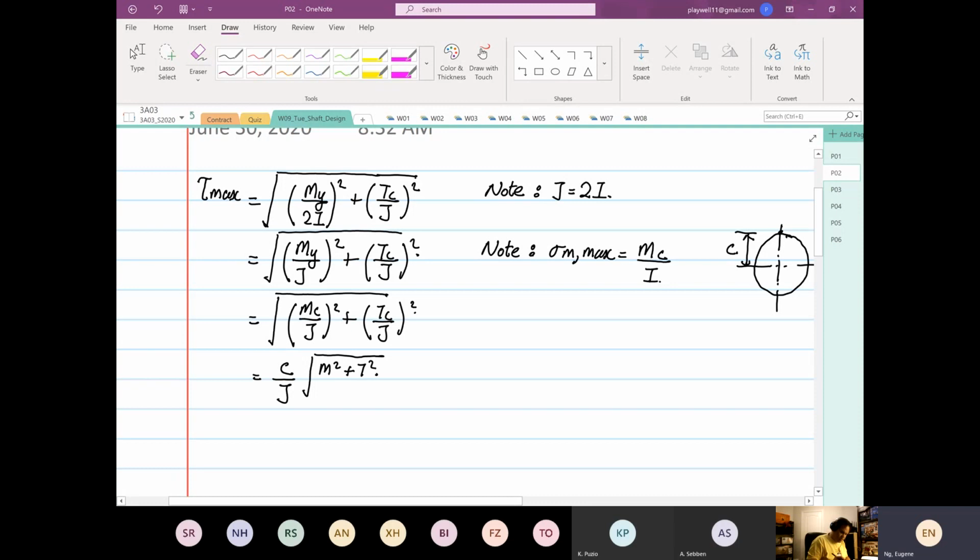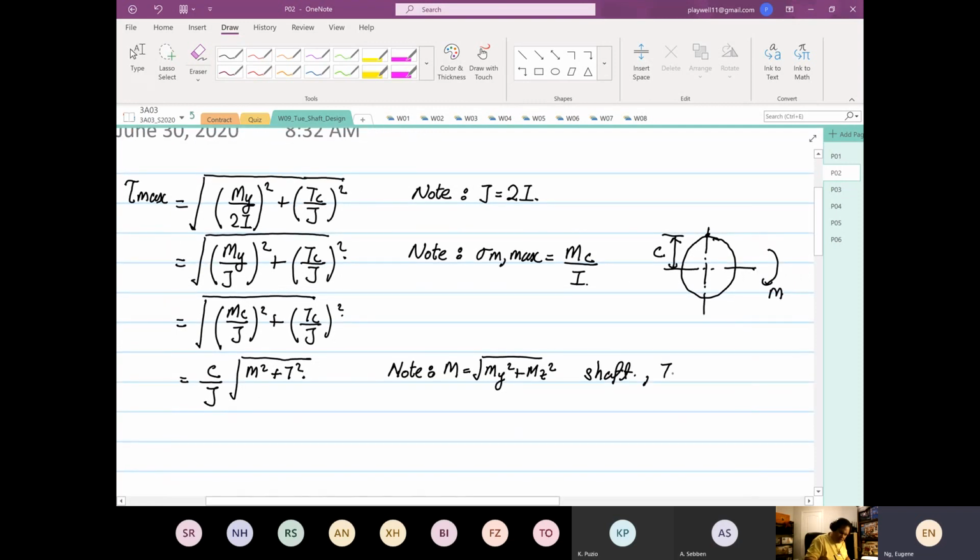And take note regarding this: M is equal to My squared plus Mz squared, and this is only for a shaft. For a shaft, you can use this relationship. Why? Because for a shaft, we know that Izz is equal to Iyy. The second moment of area about the y axis and z axis are the same for the shaft.